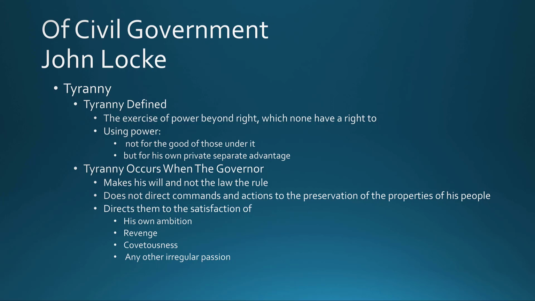Now Locke, of course, would consider all those extreme things to be tyranny, but he defines tyranny in a rather interesting way. So tyranny is not just these excessive things, like an evil tyrant of movie villain fame. It's defined as an exercise of power beyond right, which none has a right to do. And this is using power, according to him, not for the good of those under it, but for one's own private, separate advantage.